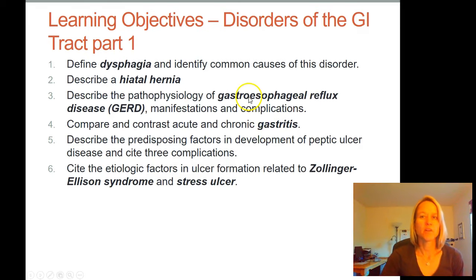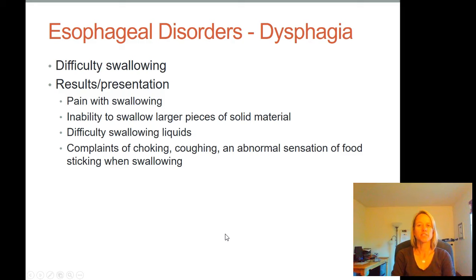All right, we're on to disorders of the GI tract, part 1. Esophageal disorders. So let's talk about dysphagia. Dysphagia means difficulty swallowing, and it results in pain with swallowing, inability to swallow large pieces of solid material, difficulty swallowing liquids, feelings of choking, coughing, or an abnormal sensation of food sticking when swallowing.